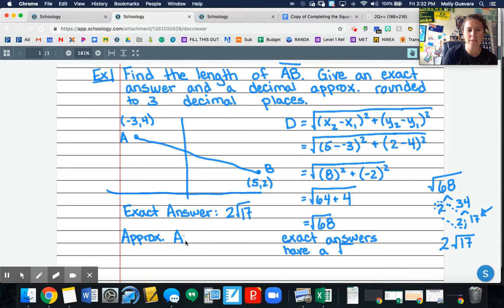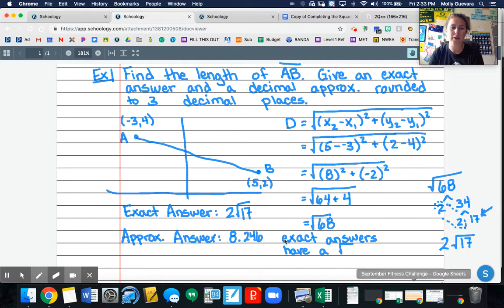And all I'm going to do now is just enter what I got into the calculator. I can do 2 root 17, or I can just do square root of 68, and enter it into my calculator. And I want to round to 3 decimal places. So check your work, enter this into your calculator. You should get 8.246. If you round correctly and all that fun stuff, you get 8.246. So here are my 2 answers.